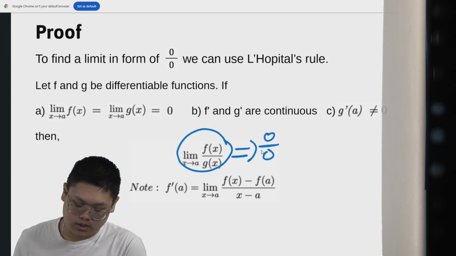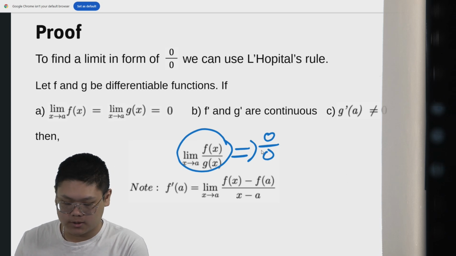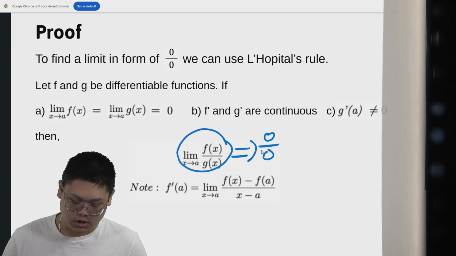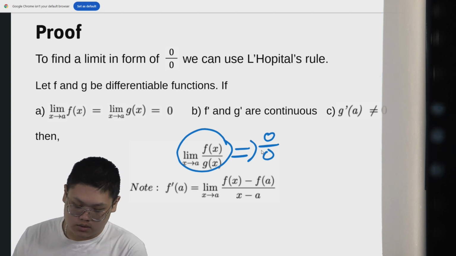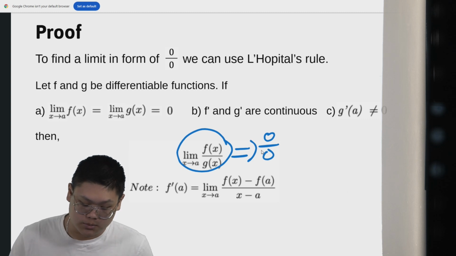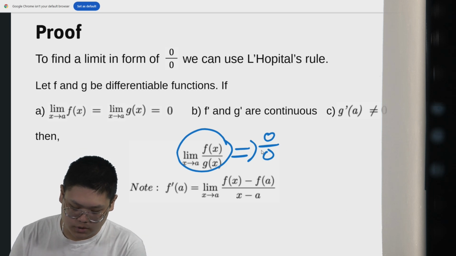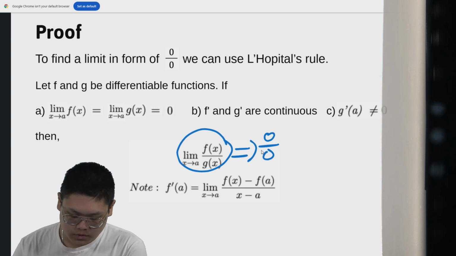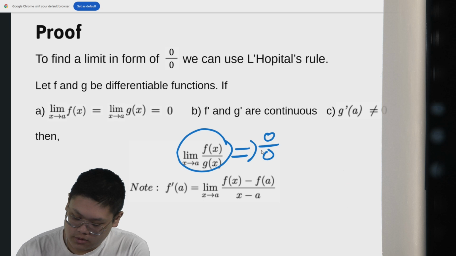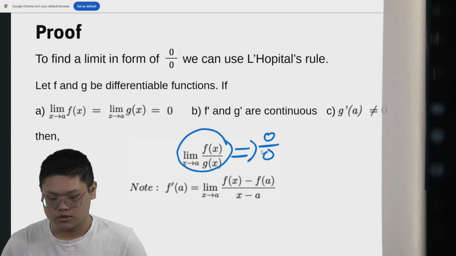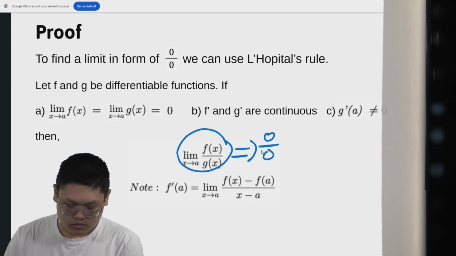And then we need to say that f prime and g prime are continuous because we need to make sure that the limit works, and since L'Hopital's rule can be reapplied, we need to make sure that f prime and g prime are continuous. So if needed, we can reapply L'Hopital's rule on f prime and g prime. And we need to make sure that after we apply L'Hopital's rule, g prime of a isn't equal to 0, or else it will be undefined.